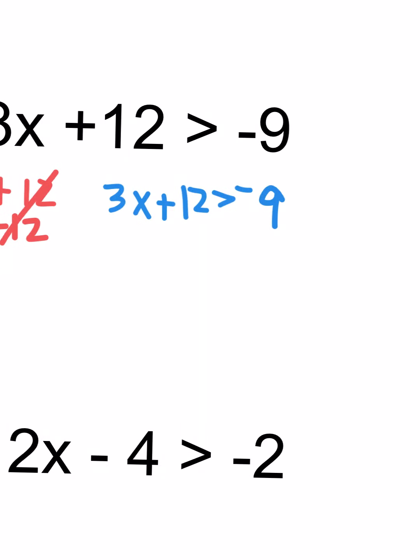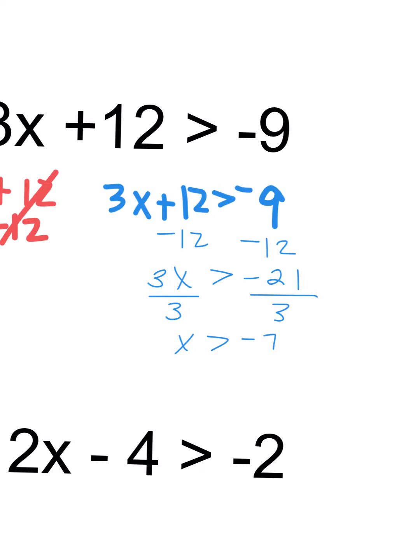3x plus 12 is greater than negative 9. We'll subtract 12 from both sides. And so we get a larger negative number. That's going to be negative 21. So we get 3x is greater than negative 21. Divide both sides by 3, and you get x is greater than negative 7.